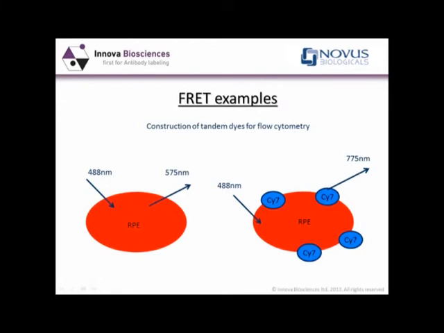The effect of this is that, in effect, you have a new color of dye, and this is particularly useful for multicolor flow cytometry. The advent of tandem dyes perhaps 20 years ago was one of the major factors in moving flow cytometry from 2 colors to the multicolor experiments, perhaps of 12, 15, or even 18 colors that are possible nowadays.